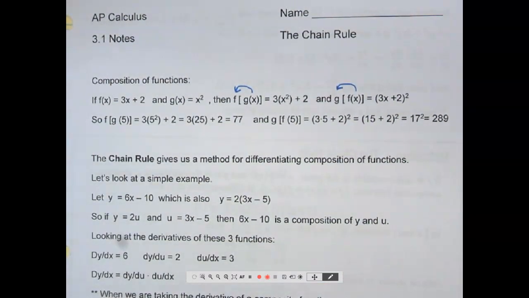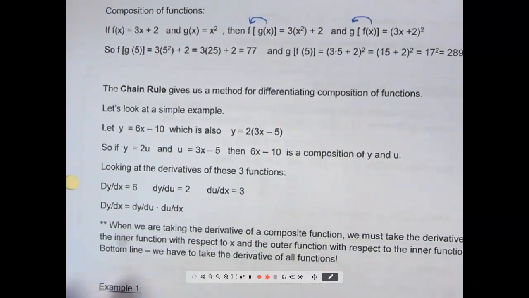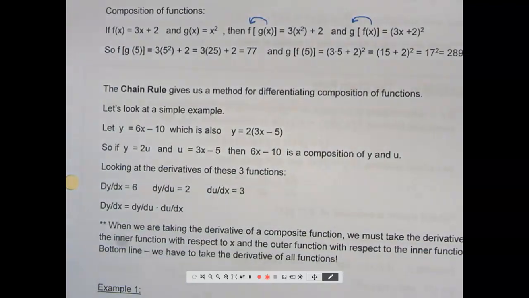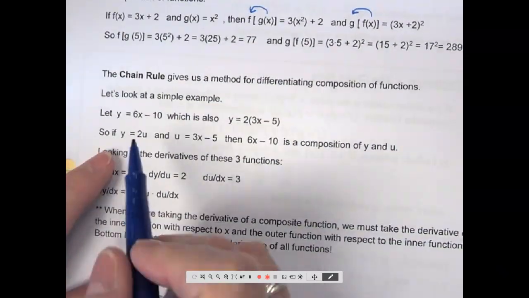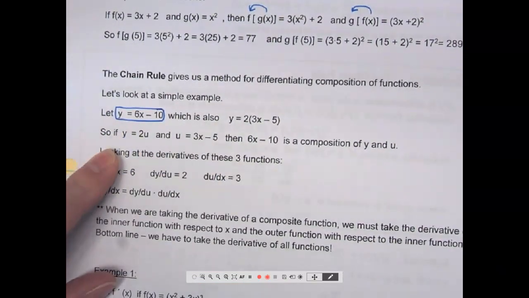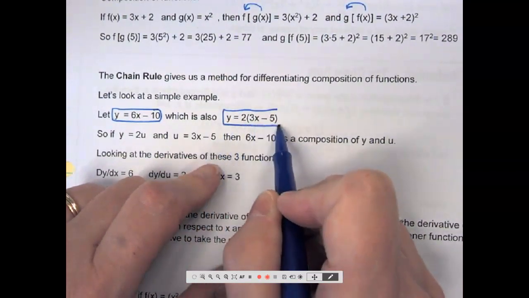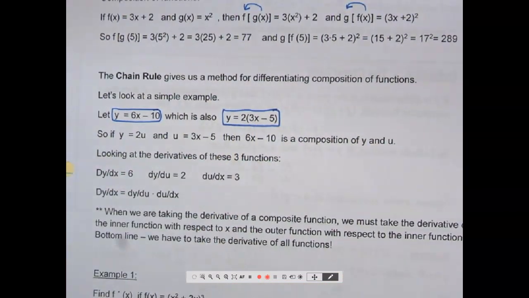Okay, so we're not actually going to be composing functions like that, but we're going to be taking the derivative of such functions. Okay, so the chain rule gives us a method for differentiating composition of functions. And we're going to look at a tiny little simple example to get started. Okay, here's a function. Y equals 6x minus 10. I can also think of this function as 2 times the quantity 3x minus 5.